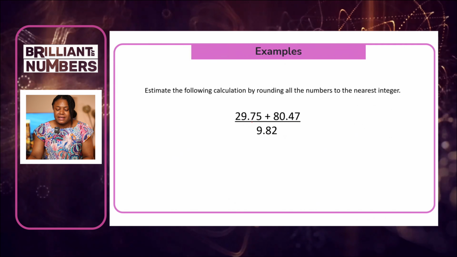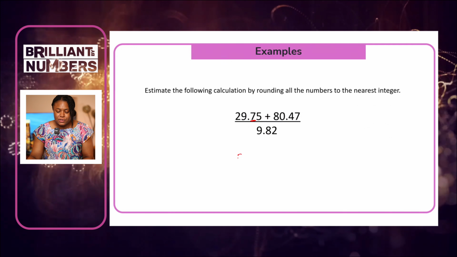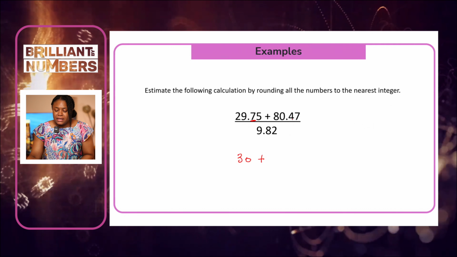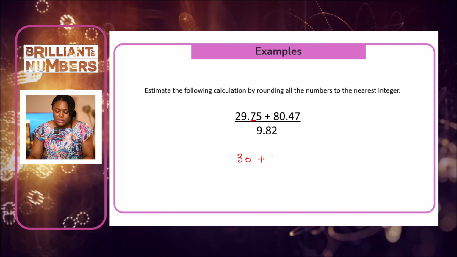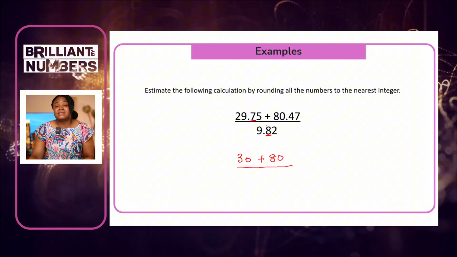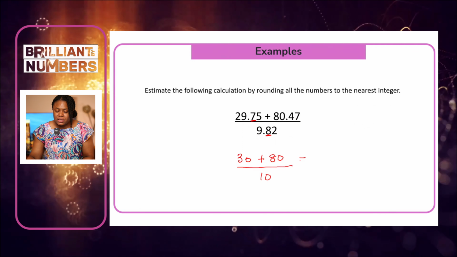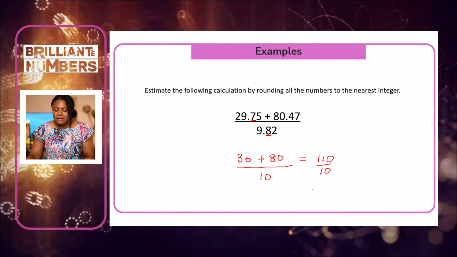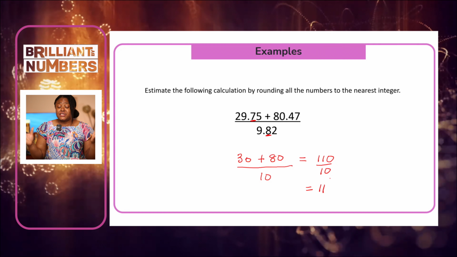So 29.75 rounds to 30. So we're doing 30 plus 80.47 rounds down. If you look at the 4, we must round down, so we've got 80, and then we've got 9.82. 8 is in the 10th place, that rounds up to 10. So essentially, we're doing 80 plus 30, which is 110, divided by 10, which is equal to 11. See, we could get an idea of what our final answer would be close to if we use estimation to the nearest integer. So that would be our answer.